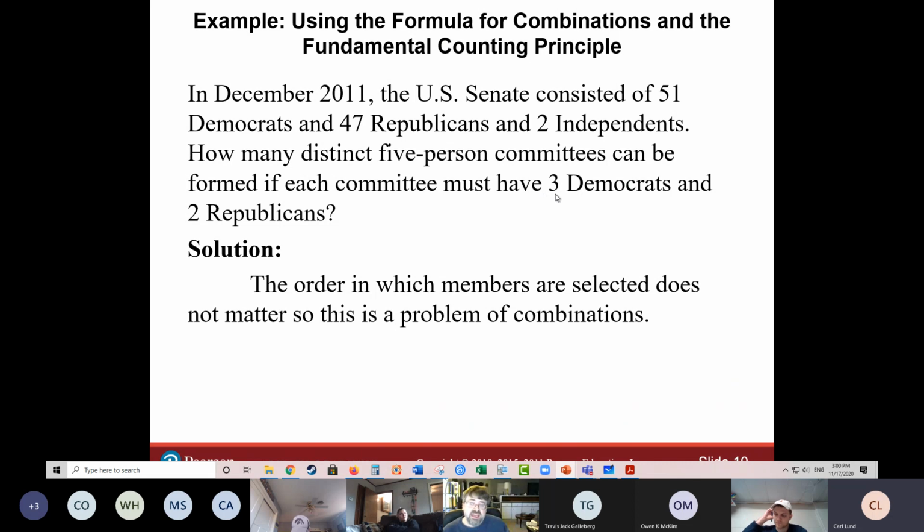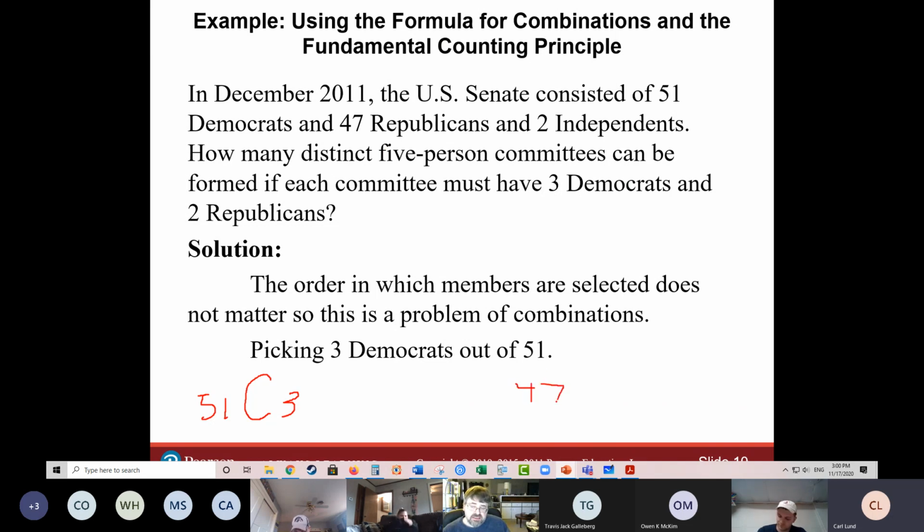So a committee has to have 3 Democrats on it and 2 Republicans on it, based again on these very old numbers. And so for the 3 Democrats, that would be 51C3, and for Republicans, that would be 47C2.